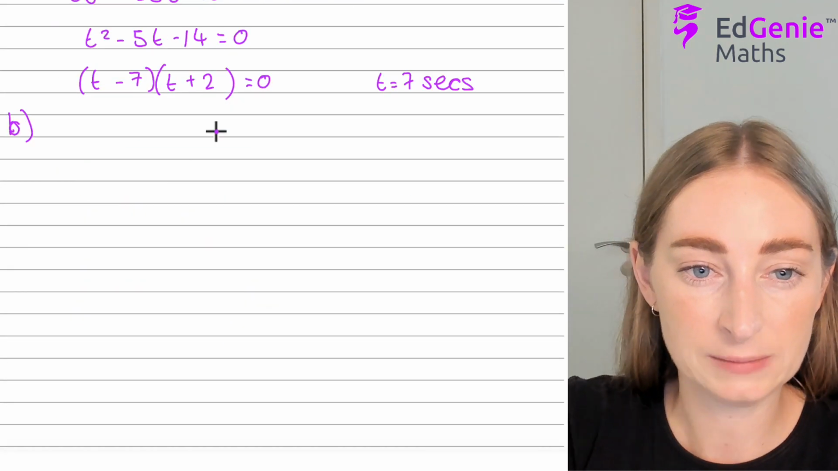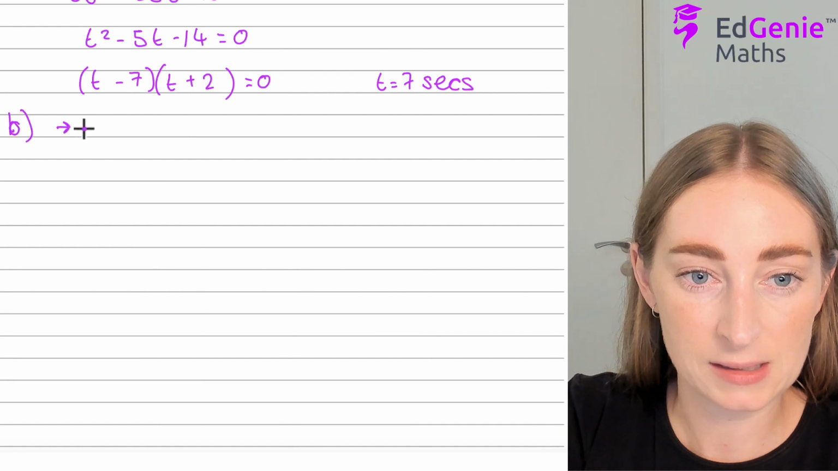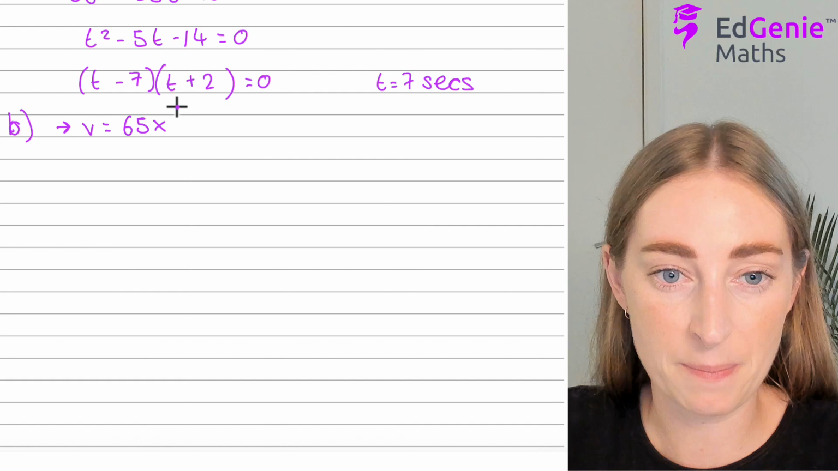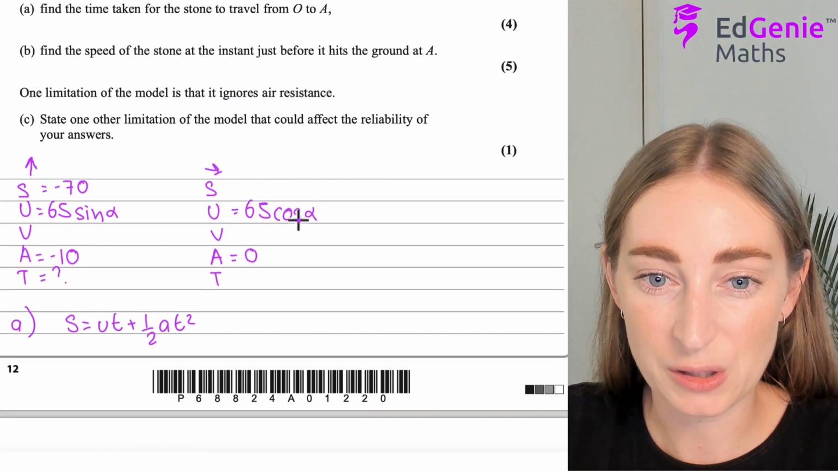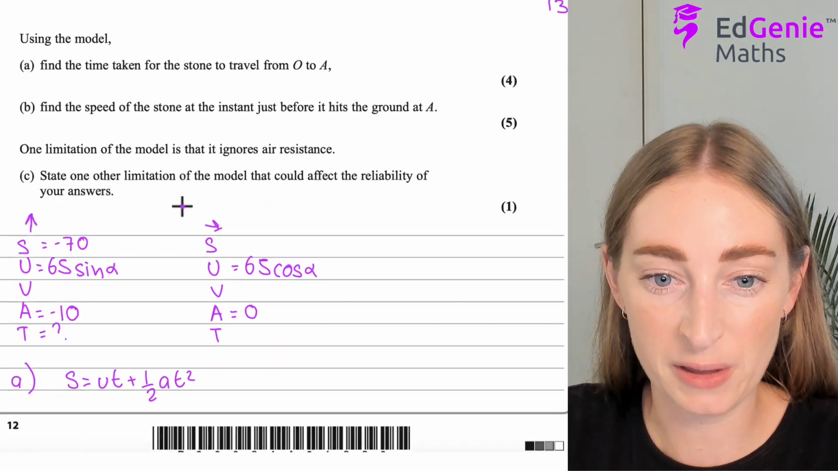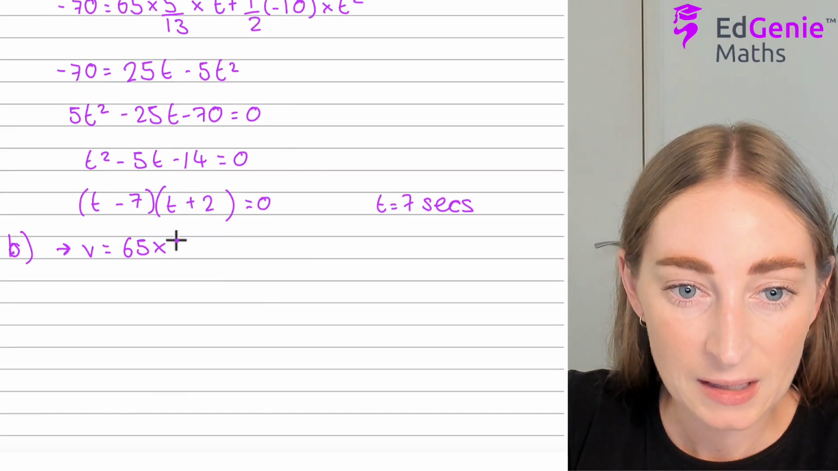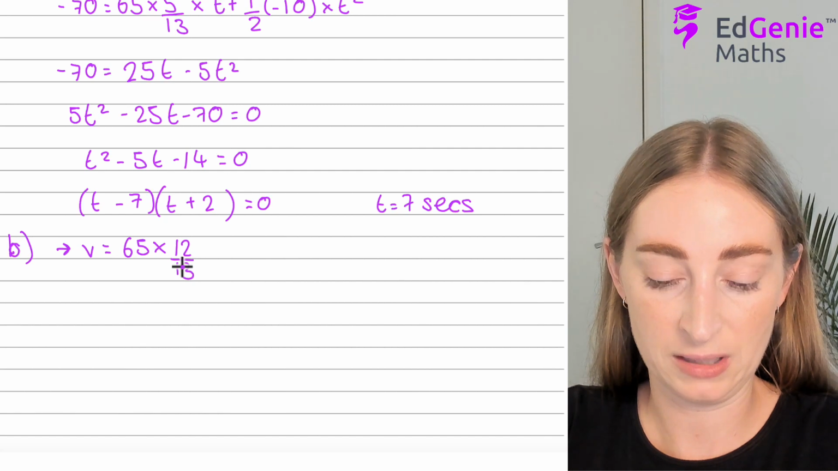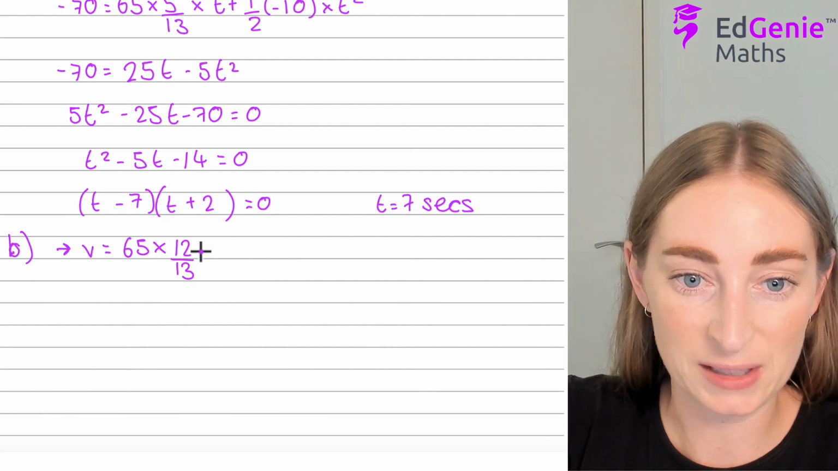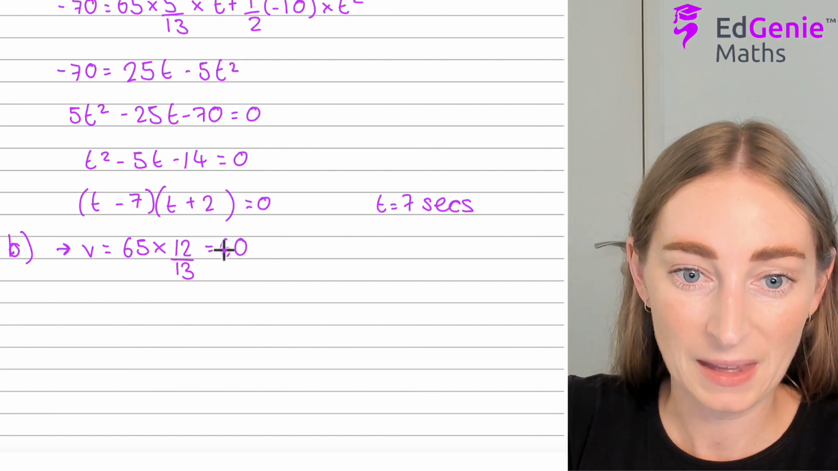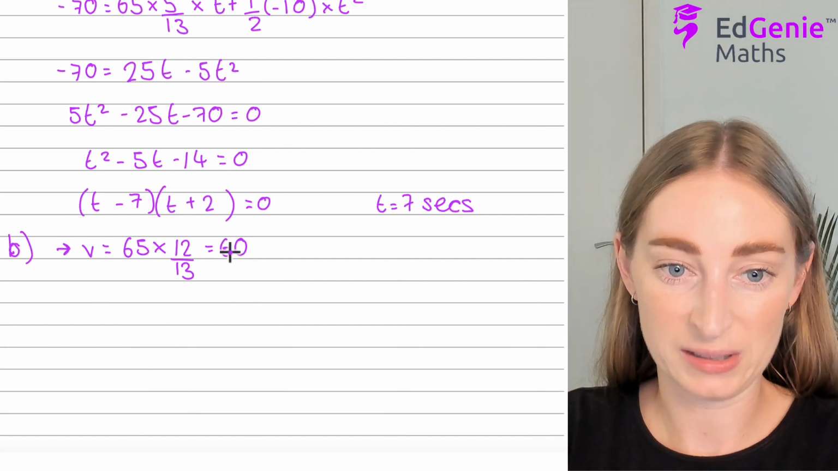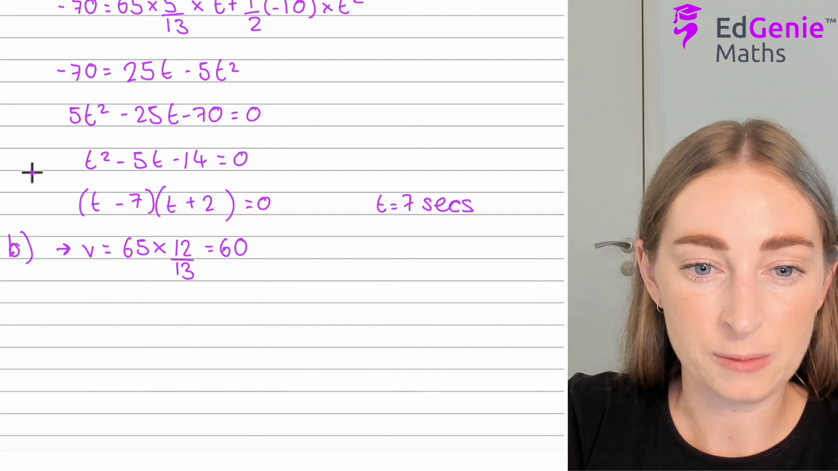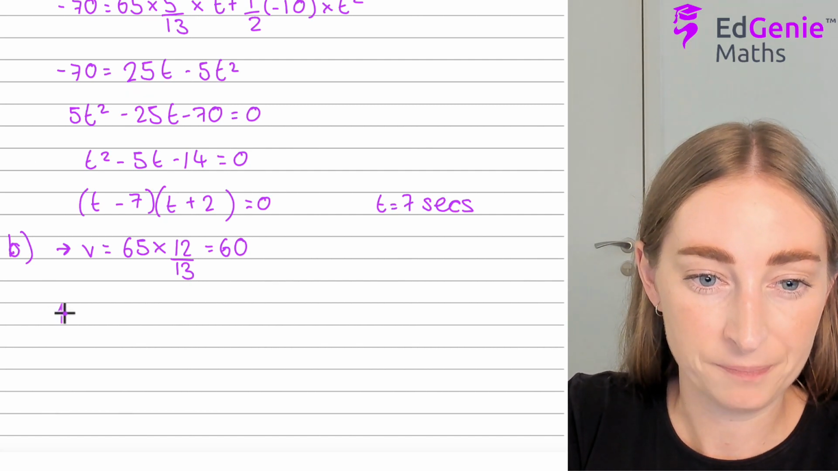So let's write it like this. That's going to be 65 multiplied by, and it was cos, which was 12 over 13. Let's put that into our calculator, see what we get. So 65 times 12 over 13, that's given us 60. So now we need to do vertically. So let's do v equals u plus at. Would be easier, wouldn't it?